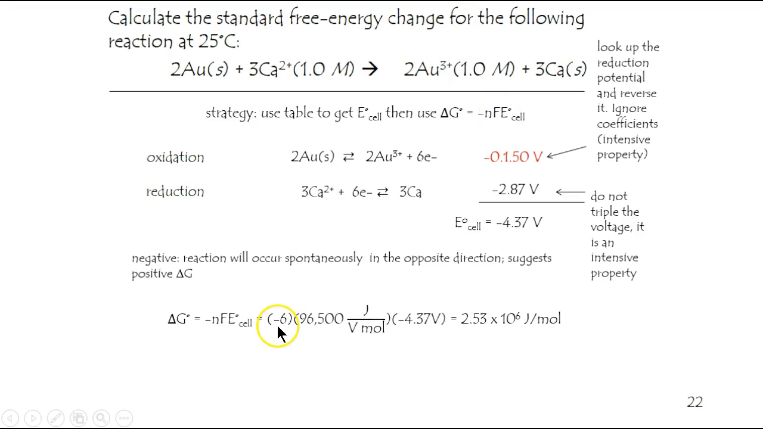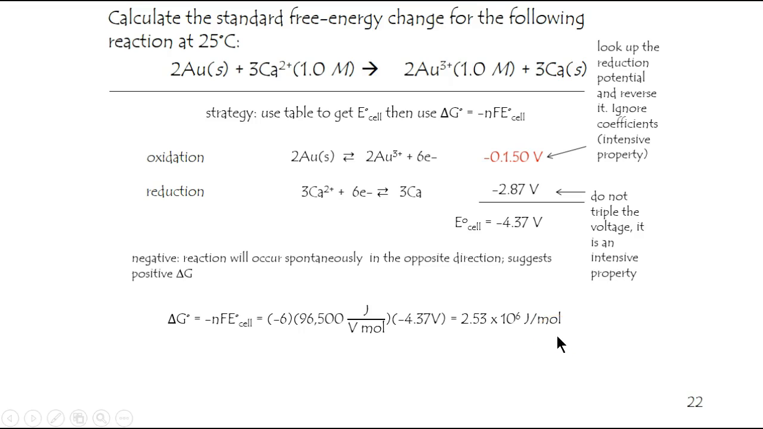Just plug them in. 6 electrons are involved. 96,500 coulombs per mole. And there's the voltage which we calculated, which is negative. Since this is also negative, right, the number of electrons involved, it's a negative value of the number of electrons involved. That's where the negative came from. Negative of a negative is a positive.